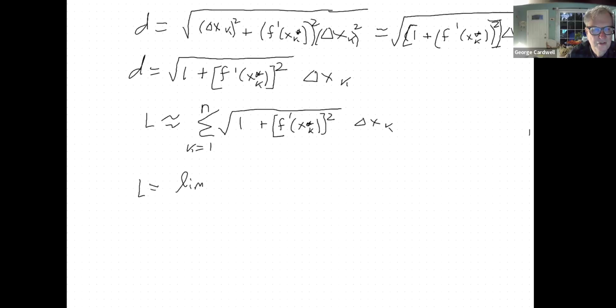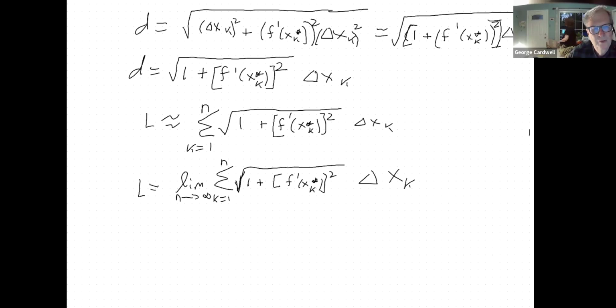as n goes to infinity of this summation. The square root of 1 plus now f prime of xk star squared delta xk.